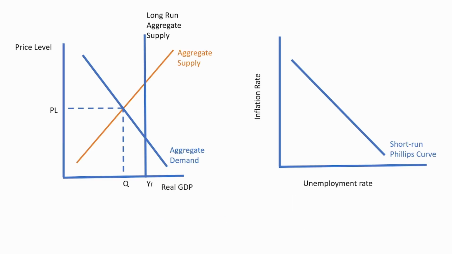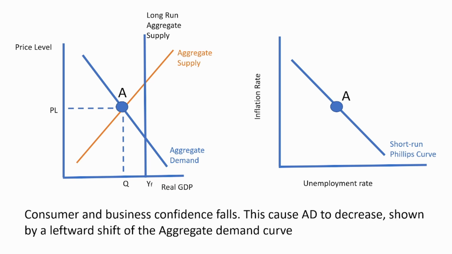But let's break it down and look at it with the long run aggregate supply model. So here I have a long run aggregate supply where the economy is in a recession. The quantity is lower than full employment. So if I mark that point where they intersect and then mark it on the short run Phillips curve, that point A on the short run Phillips curve is the inflation rate and the unemployment rate based on this model.